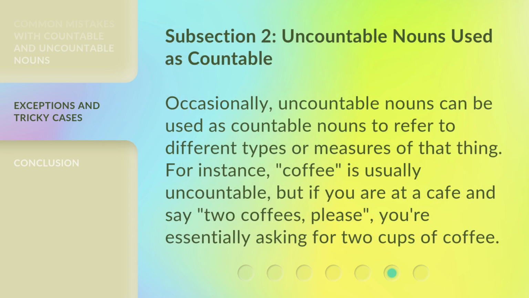Subsection 2. Uncountable nouns used as countable. Occasionally, uncountable nouns can be used as countable nouns to refer to different types or measures of that thing. For instance, coffee is usually uncountable, but if you are at a cafe and say, 2 coffees, please, you're essentially asking for 2 cups of coffee.